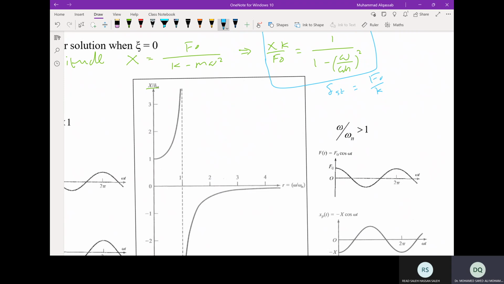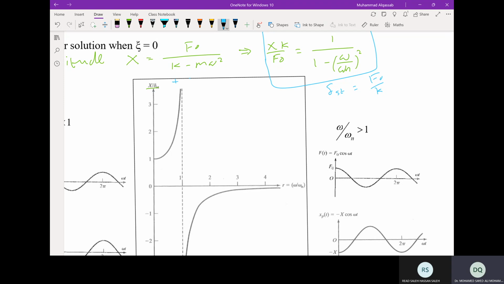If omega over omega n is less than 1, this quantity will be positive. And until we reach just before omega over omega n equal to 1, let's say 0.9 or 0.99, we are approaching a division by 0. So the amplitude from frequency ratio equal to 0 to just before 1 is increasing to plus infinity.